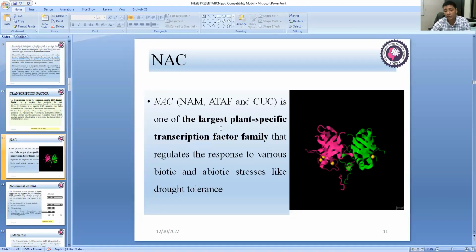Now in ABA regulation, ABA accumulation may occur when we are providing the stress. This is the largest plant-specific transcription factor family that regulates the response to various abiotic stresses, like drought tolerance. It's not only restricted to salinity or drought, it also reflects in heat stress also.